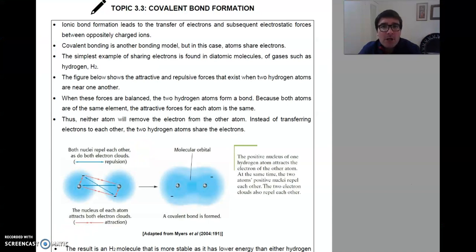Okay, so in topic 3.1, we learned about ionic bond formation, which is the transfer of electrons, which leads to the formation of ions and therefore subsequent electrostatic forces between the oppositely charged ions. Now we're looking at covalent bonding, which is another bonding model. But in this case, the atoms share electrons. Okay, our example that we looked at was the bond that occurs between diatomic molecules and specifically between hydrogen.